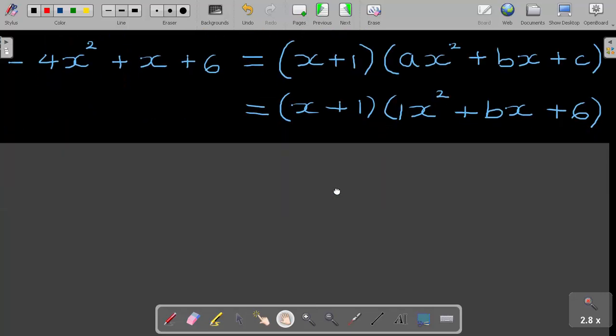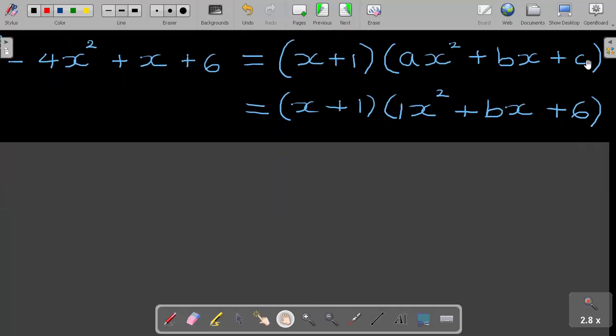Then I continue. I need to find my c. Now to get this c, this constant here multiplied by c must give me the same constant on the other side, which is positive 6 in this case. So how can I get positive 6? By multiplying positive 1 times positive 6, meaning that my c is going to be 6, because 6 multiplied by positive 1, indeed I get positive 6. That's why I put a 6 here. So now my task is to find b, because I have the a and the c.